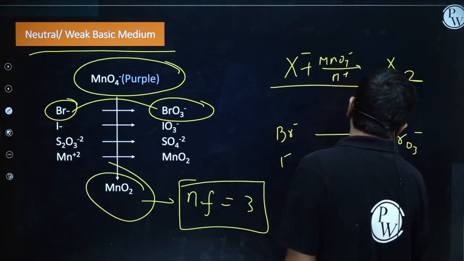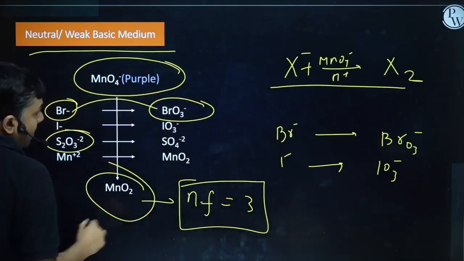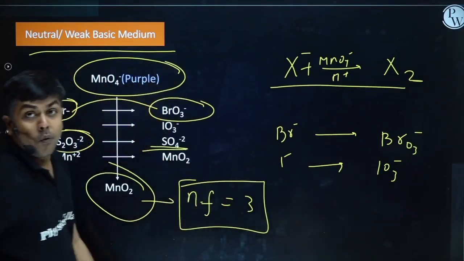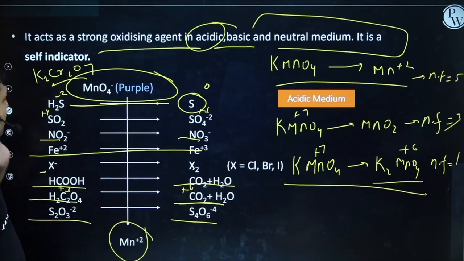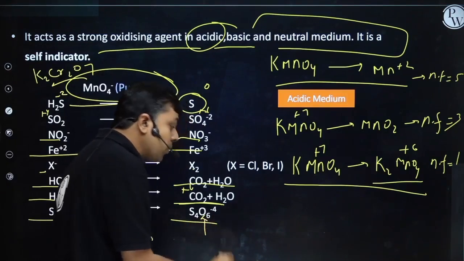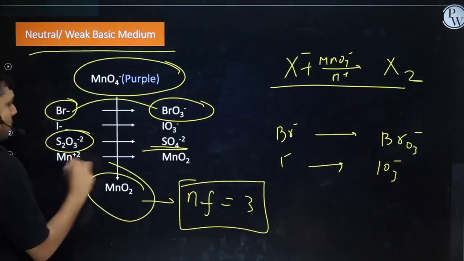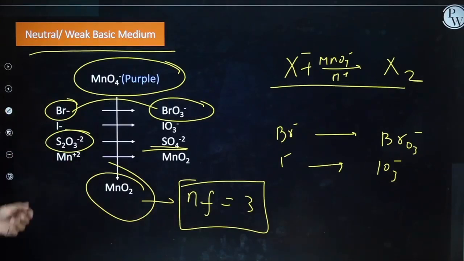I minus getting converted to iodate ion. S2O3 2 minus getting converted to sulfate, whereas in acidic medium, this S2O3 2 minus was getting converted to S4O6 2 minus. Right? Next, Mn plus 2, MnO2. It's not that important. Okay.